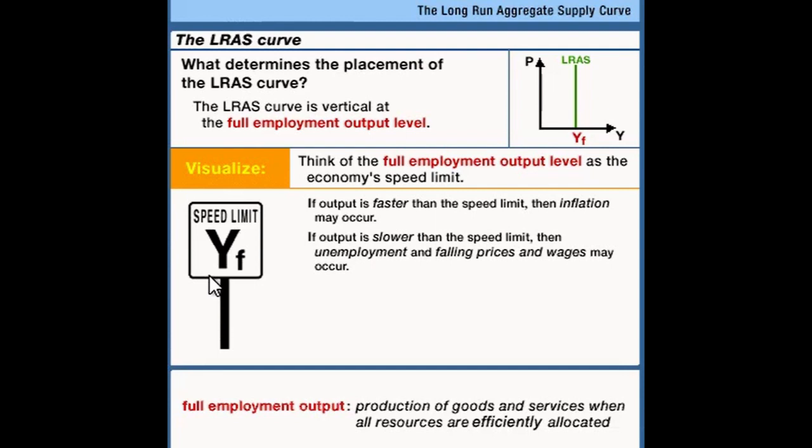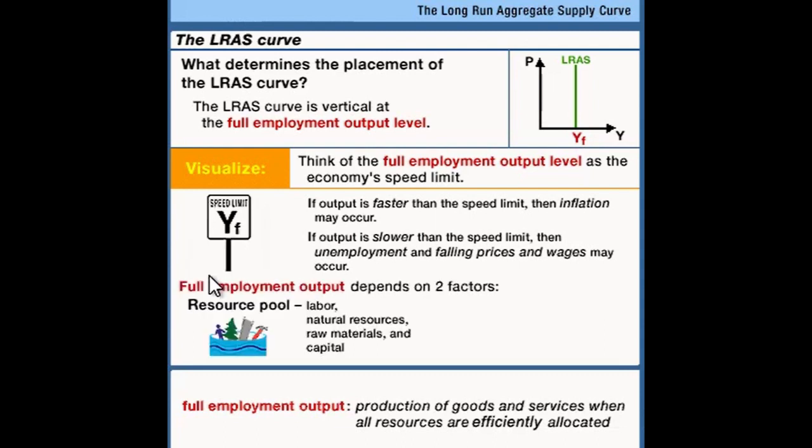So, the speed limit of the economy, full employment output, depends on two things. First, the resource pool. How much labor is there? How much raw materials do we have to work with in our economy? If you combine labor and raw materials, these two things together determine the resource base of the economy. Another important resource is capital. I could put a hammer in this picture and we'd have all of our resources represented.